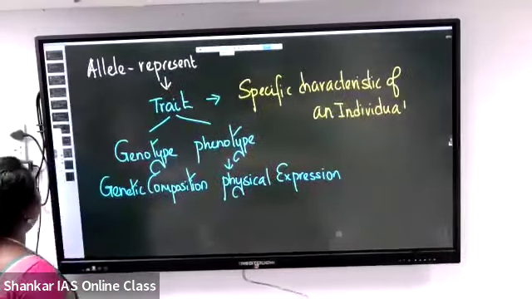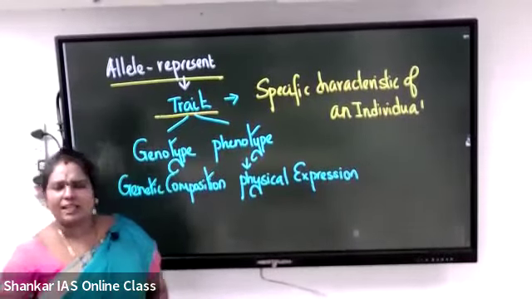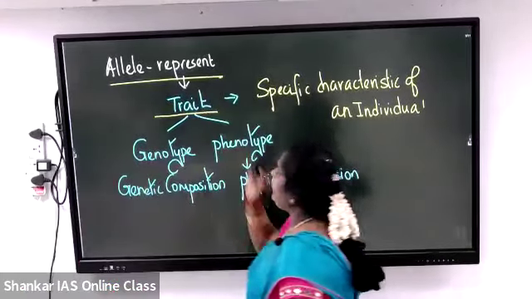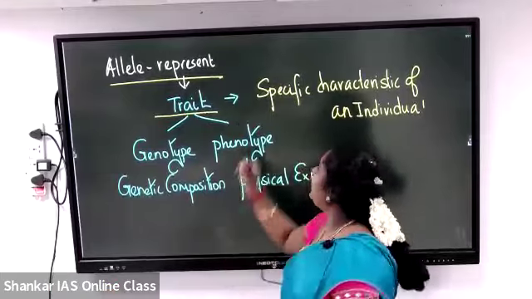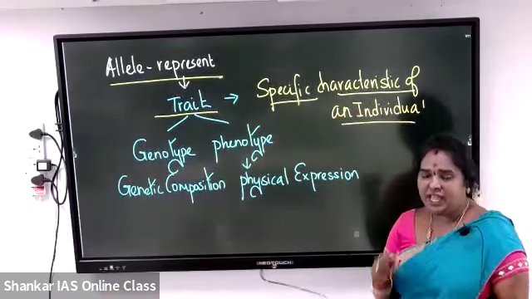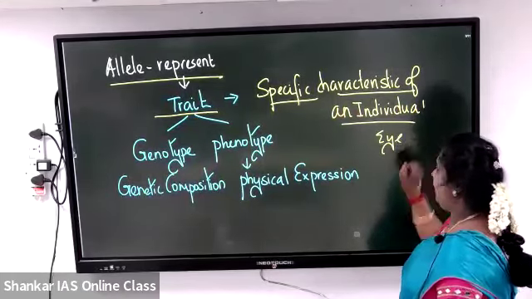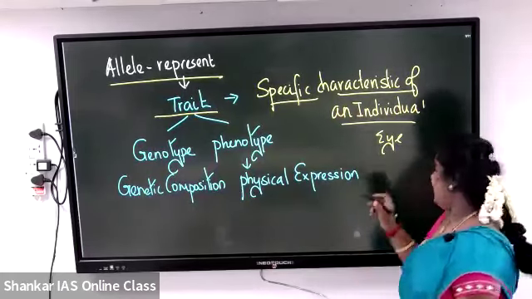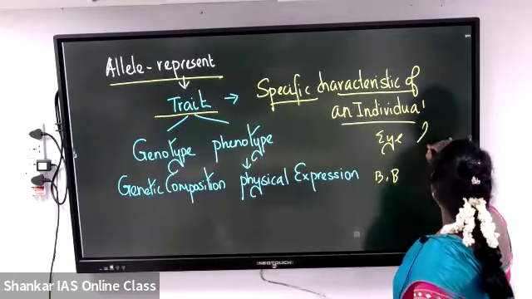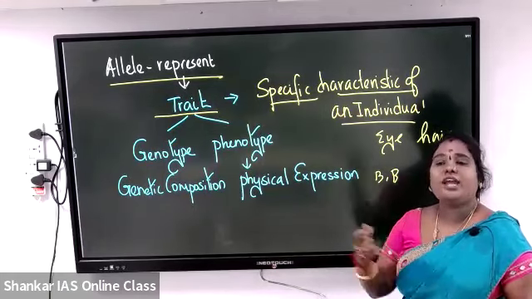When you talk about an allele, an allele represents a particular trait. What do you mean by an allele? An allele represents a particular trait. What is the meaning of a trait? A trait is a specific characteristic of an individual. For example, the person's eye color: whether he has brown eyes or black eyes. Or suppose you take the texture of a person's hair, whether they have curly or wavy hair or straight hair.